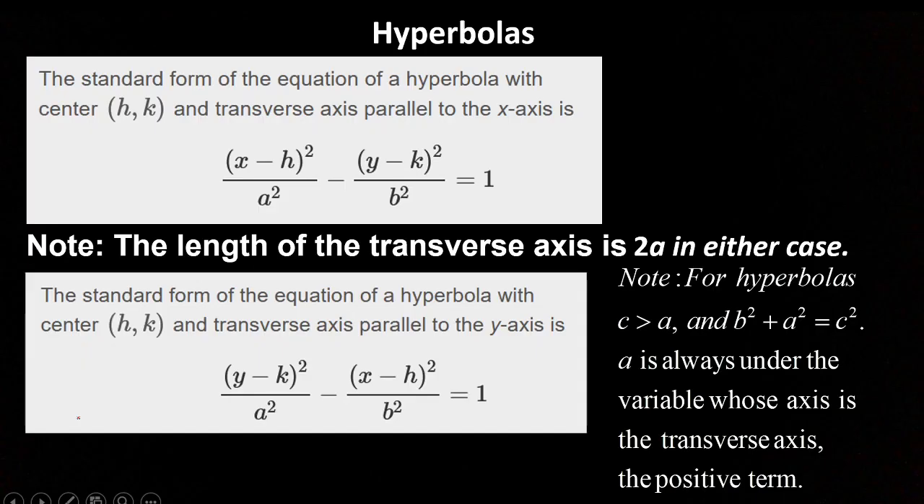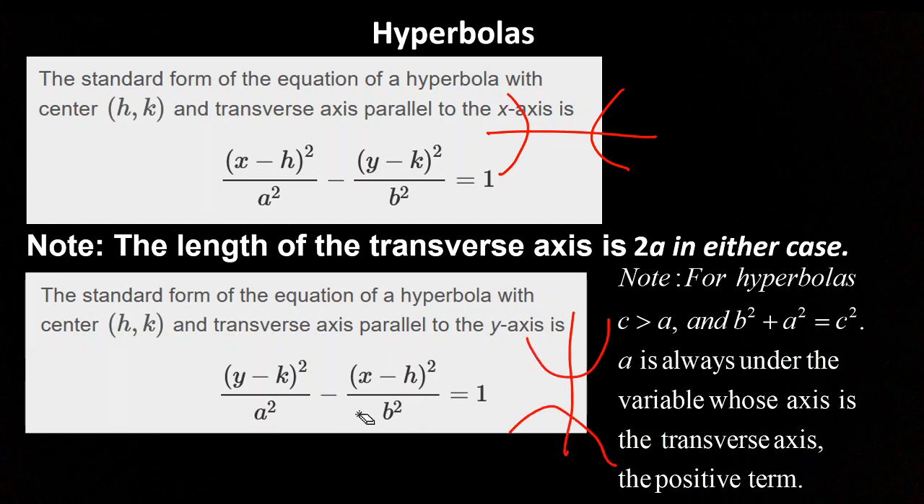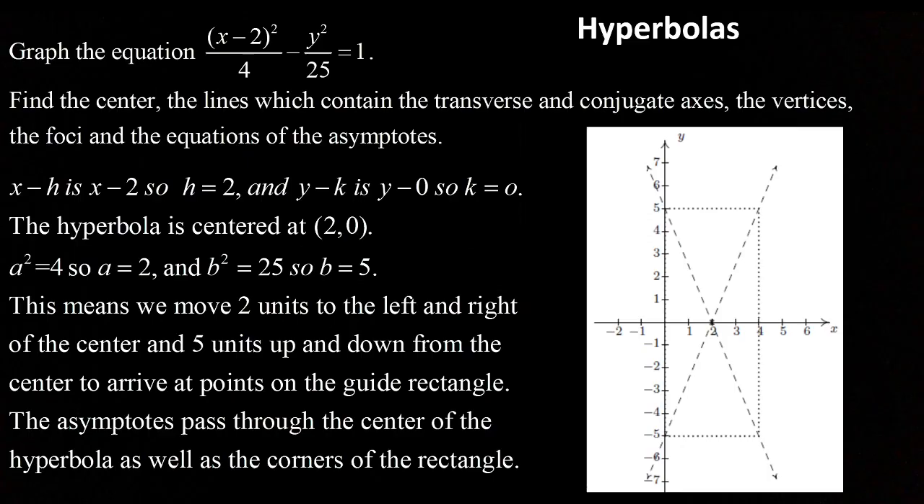Now, of course, this is center at 0, 0. If the center is not at 0, 0, then it's at h, k. We just put them there, right? So this one is horizontal, right? The transverse axis is horizontal, so it's going to look like this. And this one, the transverse axis is vertical, so it's going to look like this when we graph it, right? All right. So let's do some examples.